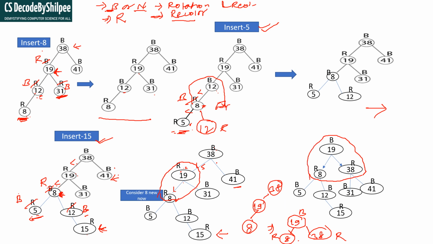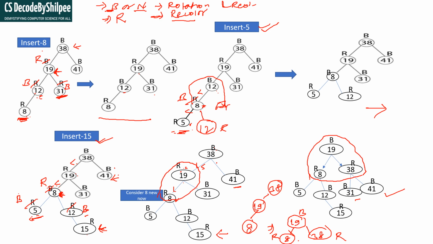Then you add the remaining part. 41 is the right child of 38, so you add 41 as the right child of 38. Their color stays as it is. You will not do anything with the remaining part, you simply add it. 31 is the right child of 19, but 38 is already the right child, so 31 becomes the left child of 38, right? The color will be the same, we are not going to change it.